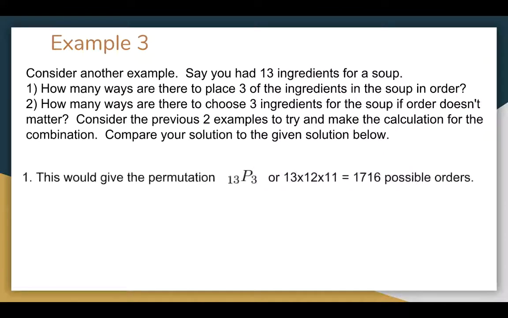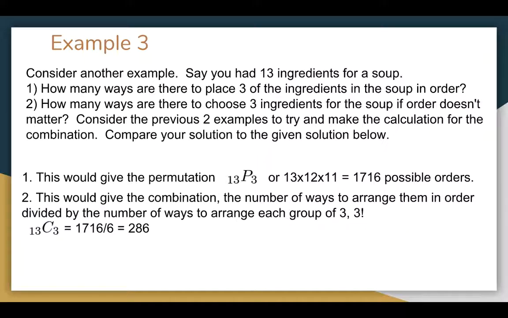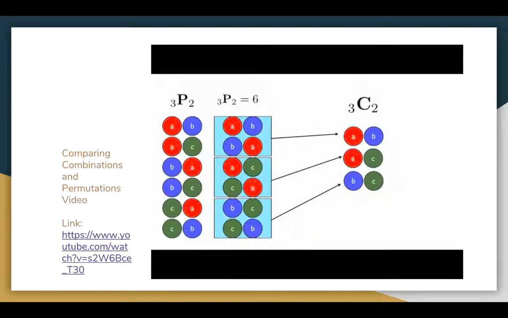The answer for number 1 would be the permutation, so 13P3. So 1,716 possible orders, 13 times 12 times 11. The combination would be the 1,716 divided by the number of ways to arrange each group. So if you had the number of groups and then took them and arranged them, you could multiply the combination by 6 to get the permutation, or divide the permutation by 6 to get the combination.